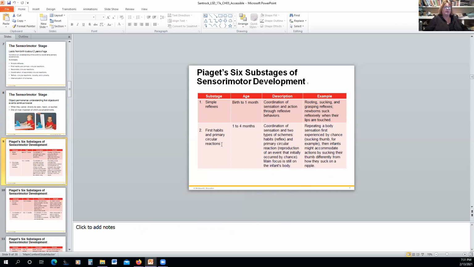First habits and primary circular reactions is looking at, now you learned a reflex to suck, for example. Now, when you are getting into the feeding position, many times you will see babies that will start to suck before the food is there. It's because they've learned that that's what's coming, that they will start to suck their thumb, that they might grasp, they're starting to grasp things a little bit more.